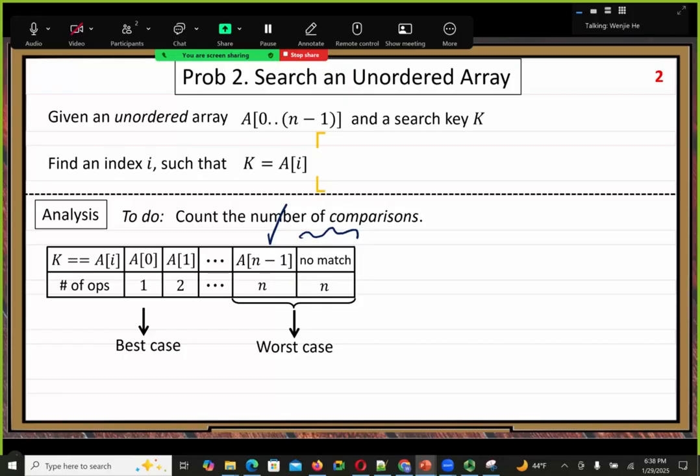But next question, what's the average case? The question is, how do you define average, right? How do you define average?